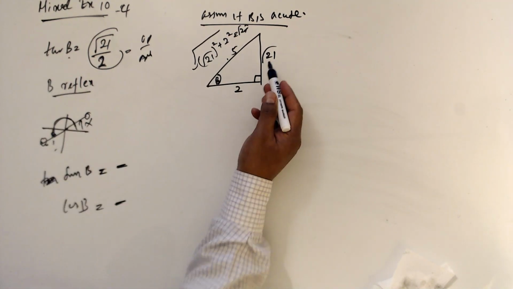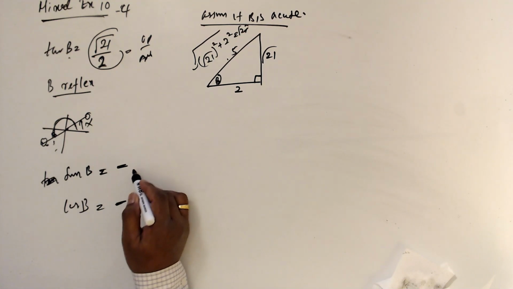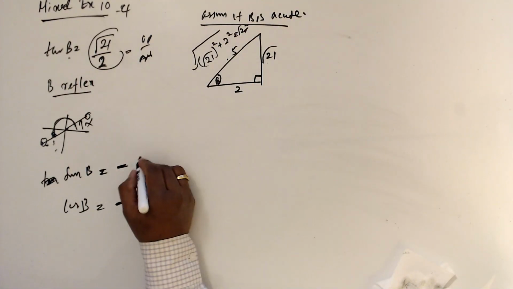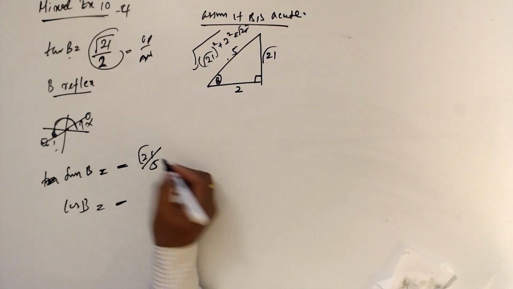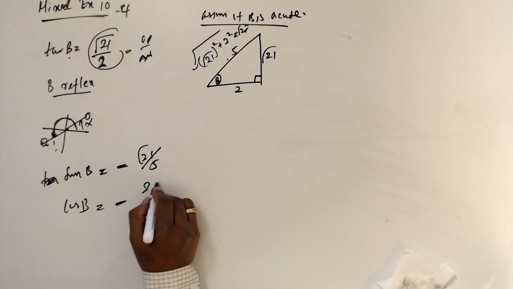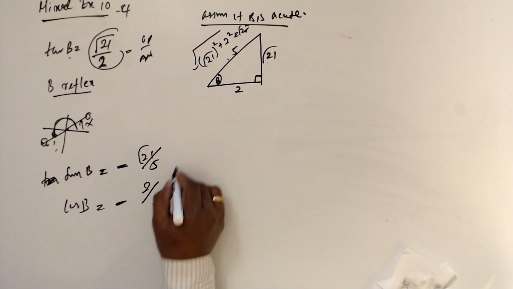So now what is the sine value? Sine value is square root 21 over 5. What is the cos value? 2 over 5.